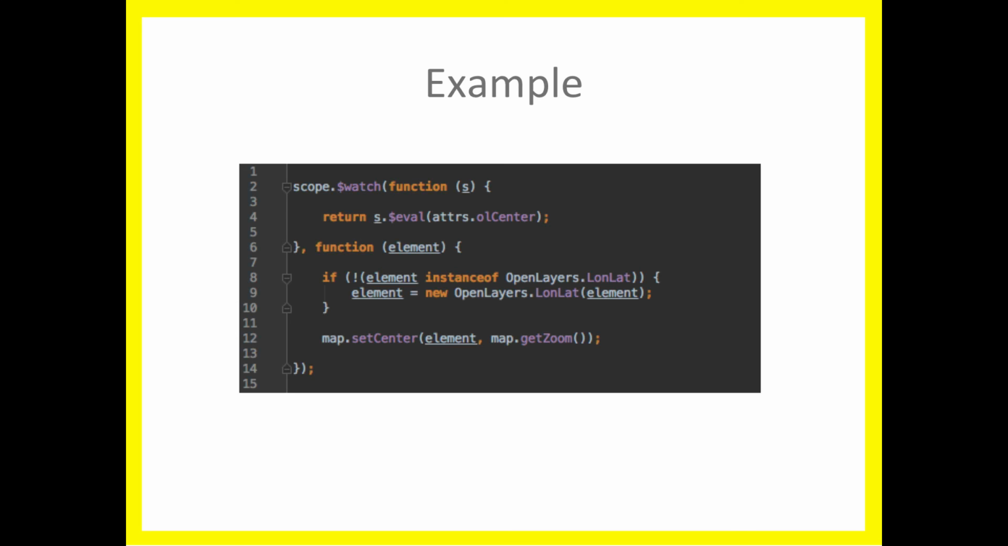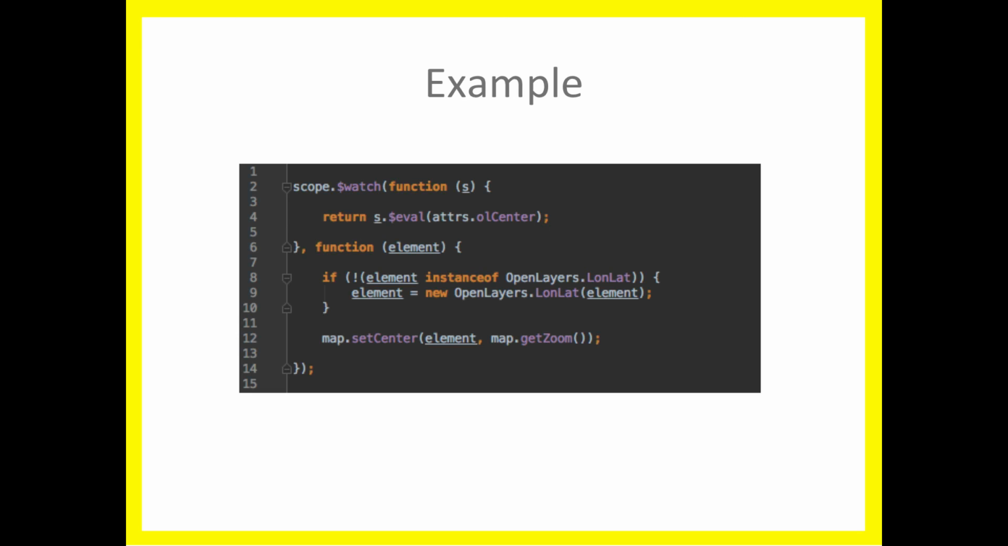What it's expecting is an element. The reason this happens is because every time something changes on the page, an element is passed into the second function. Then on lines 8 to 10, we actually ask that element, are you an instance of an openlayers.long_lat? OpenLayers is a framework, a mapping component.